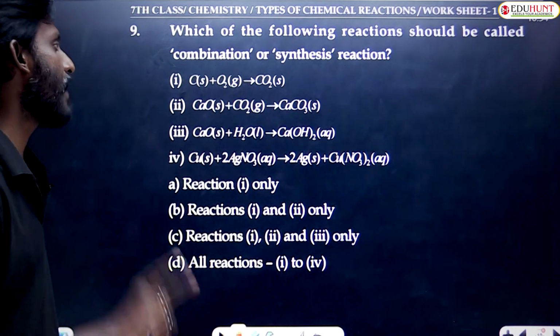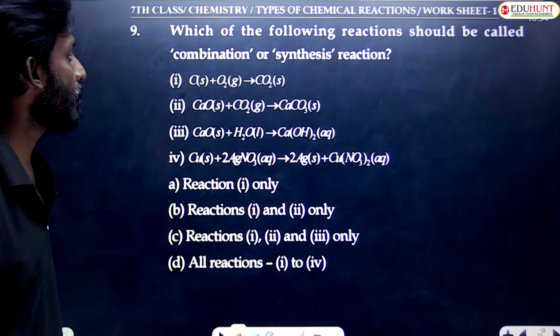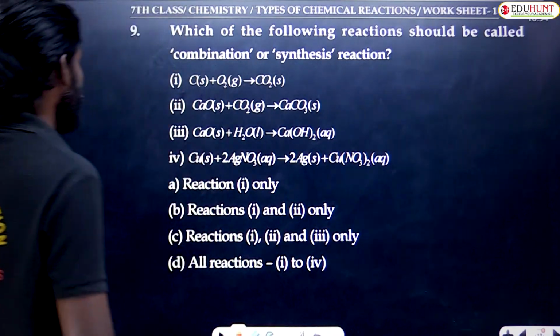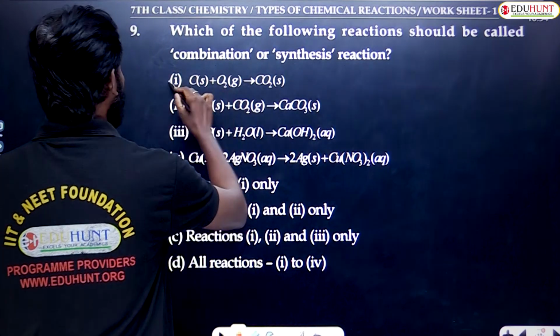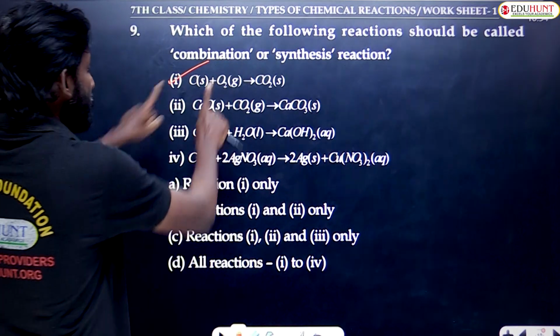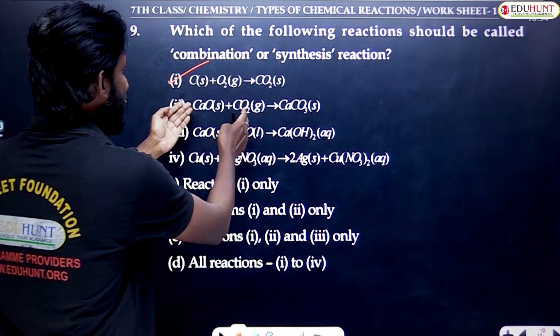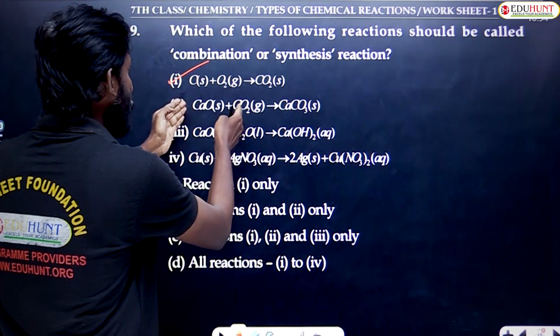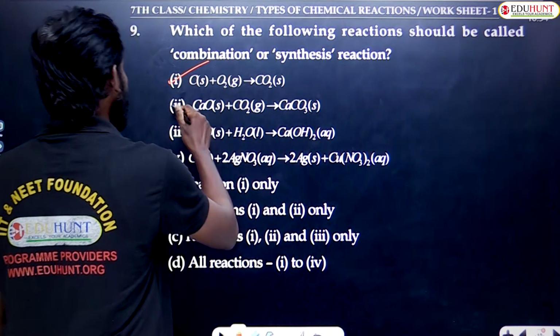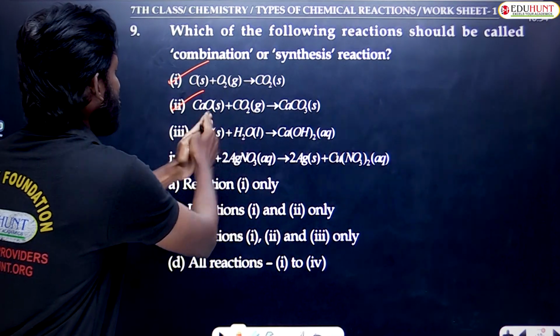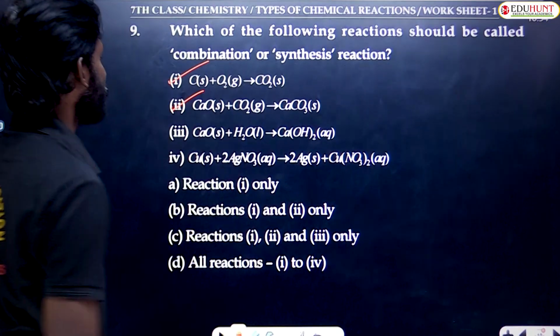Now question number 9. Which of the following reactions should be called combination or synthesis? Combination reactions can be called synthesis. See this. C plus O2 gives CO2, combination type. Here two elements combine to give a compound. CaO plus CO2, here two compounds combine to give a new compound. It is also combination type. CaO plus H2O combine to give a compound.